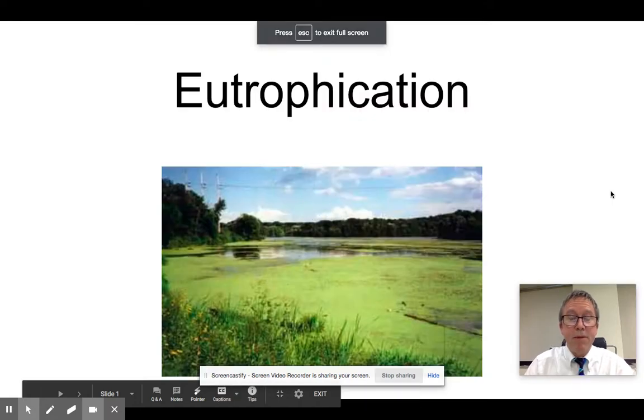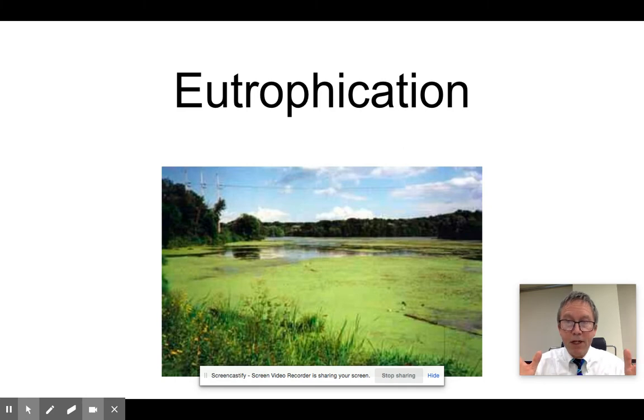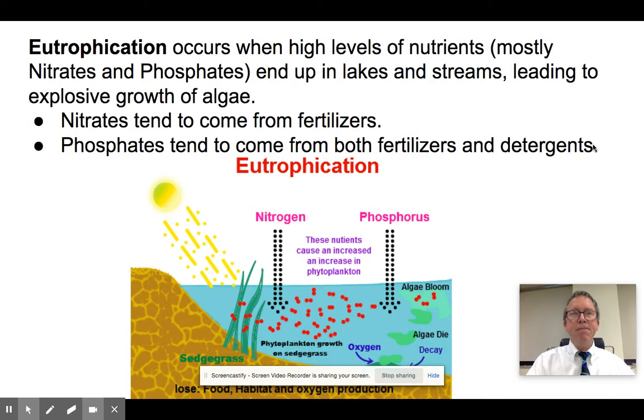Okay, I promise to keep this short and sweet and to the point. So this concept is called eutrophication, and it's a big concept that's easy to understand. It really is. So let's get on it, okay? So the idea is this.